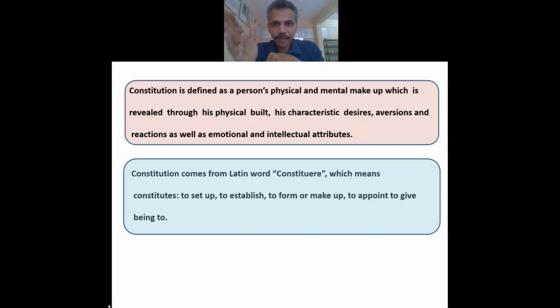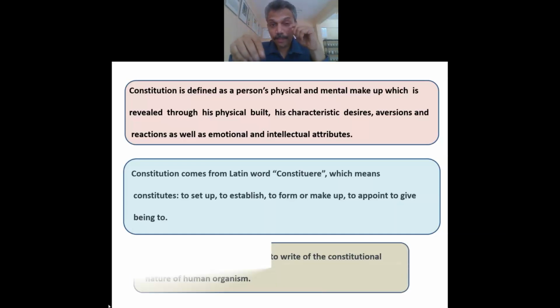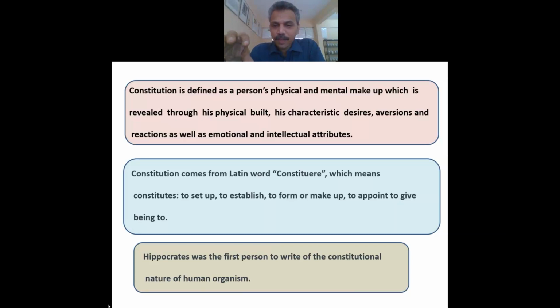So it includes the physical makeup. That's what I just told you. How is a person's physical build? Is he thin? Is he tall? Is he short? Is he fat? That is his physical appearance. And mental makeup. Okay. So is he angry? Is he emotional? Is he sad, revengeful, hateful? It could be a lot of things. And the characteristic desires and aversions. All these things put together give us the exact thing that constitution stands for. Okay. Now Hippocrates was the person who first spoke of a constitution.